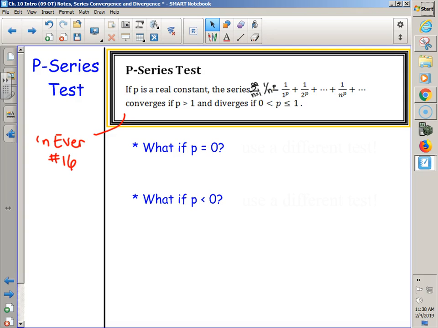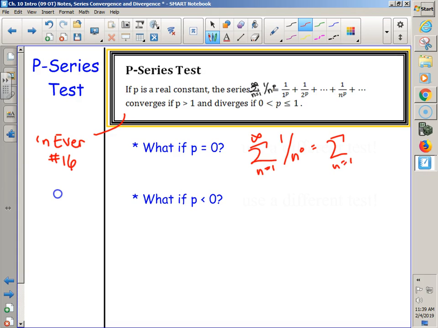What's going on if p equals 0? Why didn't I write that one? All I have is p. Anything to the 0 power is 1. Yeah, exactly. If p was equal to 0, then we'd have the infinite sum from n equals 1 to infinity of 1 over n to the 0, which is just the infinite sum of 1. What's 1 plus 1 plus 1 plus 1 plus 1? According to the divergence test, the limit is 1, which is not 0. It diverges. Or just logically speaking, it diverges.